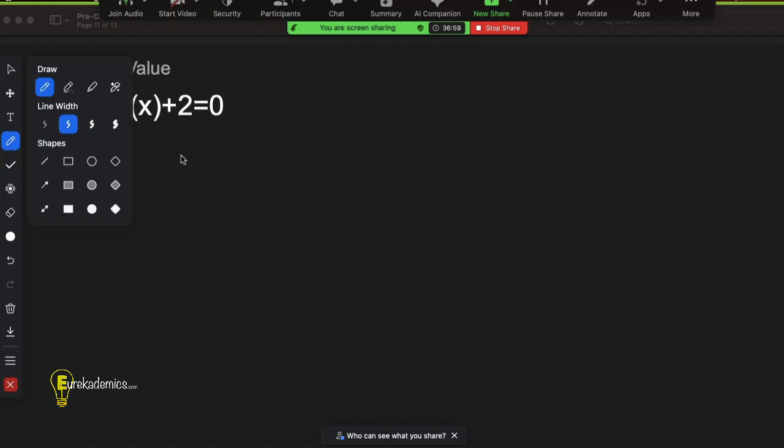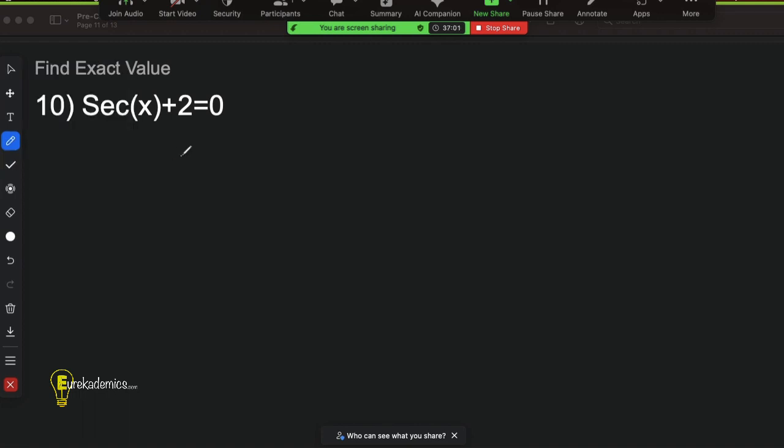All right, number 10. I thought it was fascinatingly simple in its complexity, but it was also scary in its simplicity. So first order of business, just like last time, let's isolate this thing and subtract the 2. So we have secant of x is going to equal negative 2. Now recall that secant technically is the same thing as 1 over cosine x.